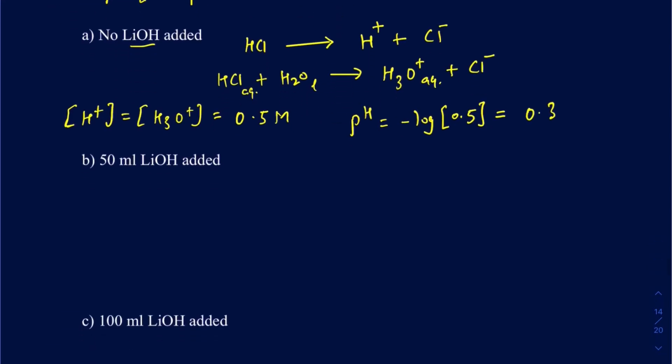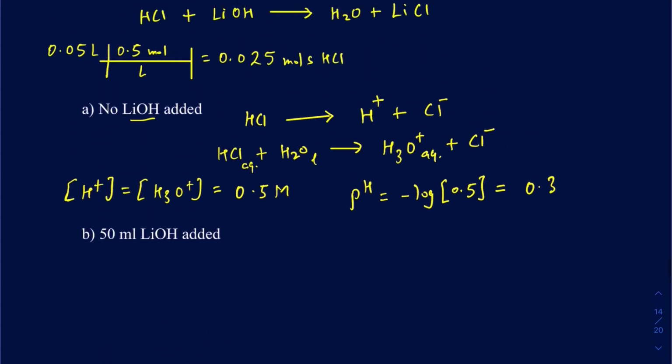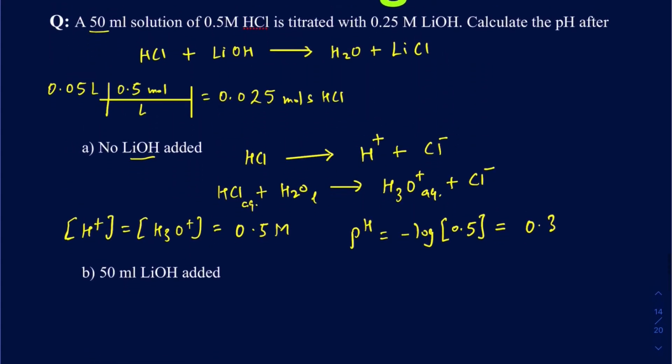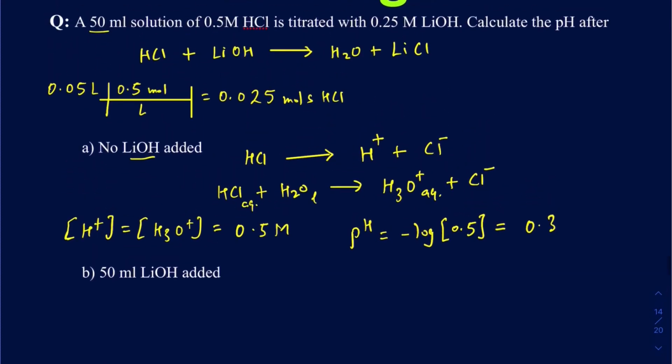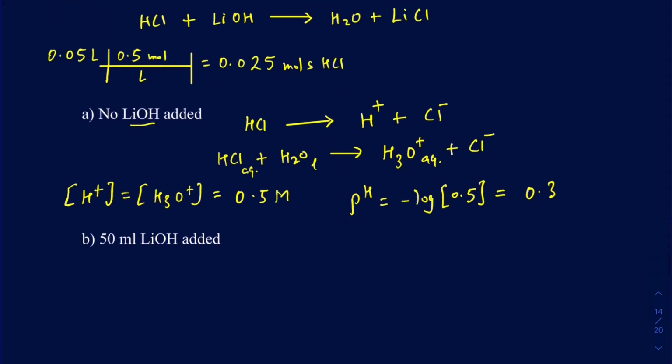Now, as you move along, you're going to be adding 50 milliliters of LiOH. Since this is a strong acid, strong base titration, first you need to figure out how much of the acid is being neutralized by this 50 milliliters of LiOH, and then focus on whatever is left over, whether it's base left over or acid left over. So to do that, figure out your moles of LiOH here. I know I'm using 0.25 molar LiOH.